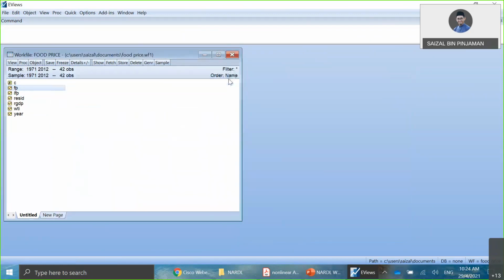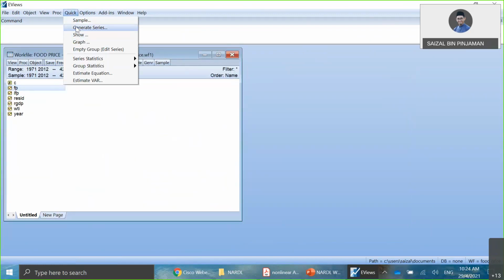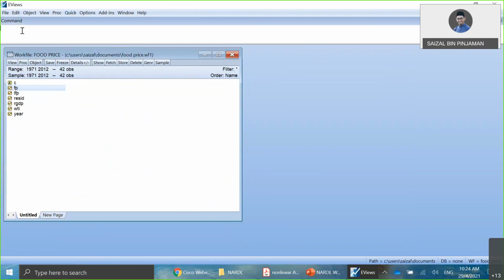Another method, apart from using this generic series function, is for us to put it in the command function. Yeah, to put the equation in the command function. In order to do so, we can also put generate series for, in this case, the new variable for food price, which is in the natural log form.